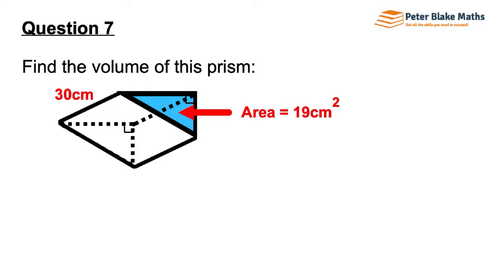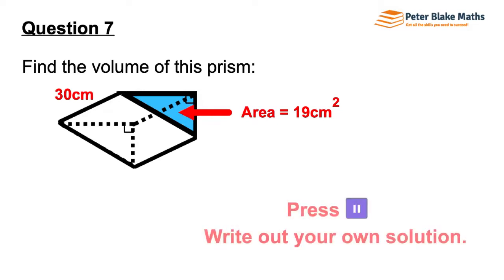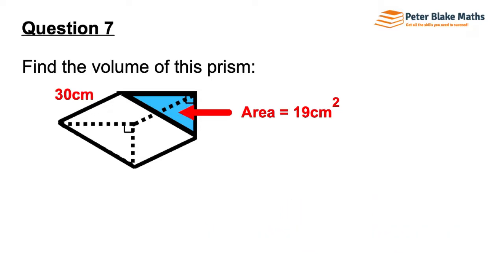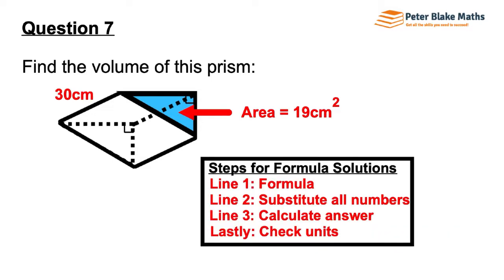Question 7. Find the volume of this prism. We've got an area of 19 centimeters squared and a prism height of 30 centimeters. Now our steps for formula solutions, if we've got a formula, and we do for this one, we'll write our formula on line 1, we'll substitute all the numbers in on line 2, then we'll do our calculating of the answer on the next line, and at the end we need to remember to check our units to see if they're correct.